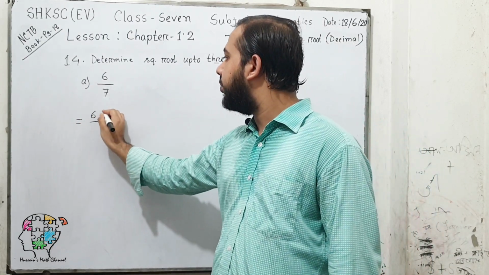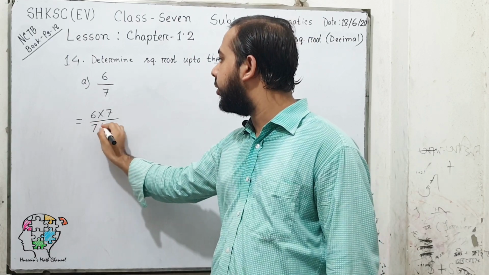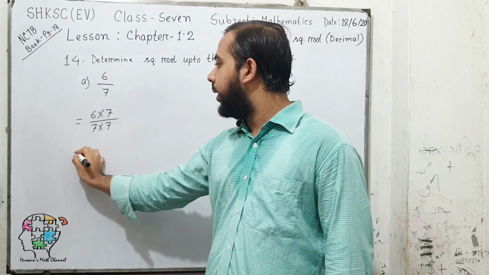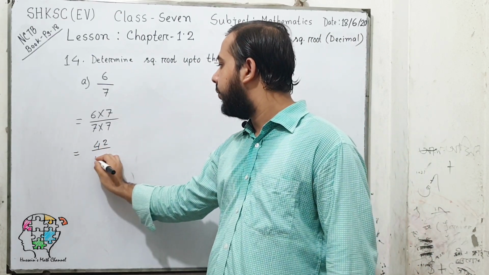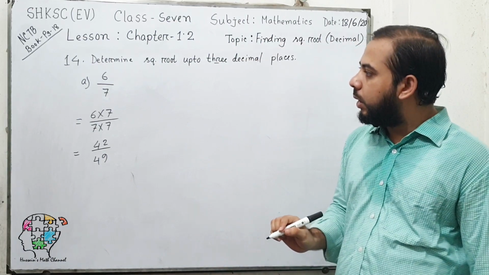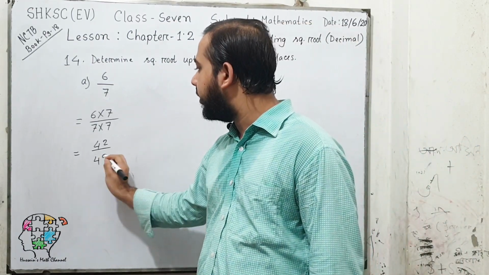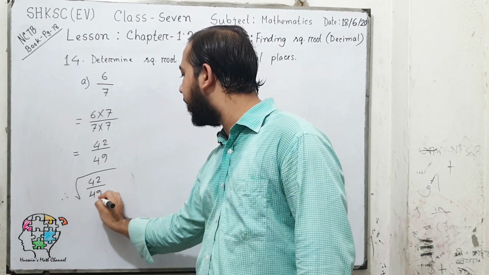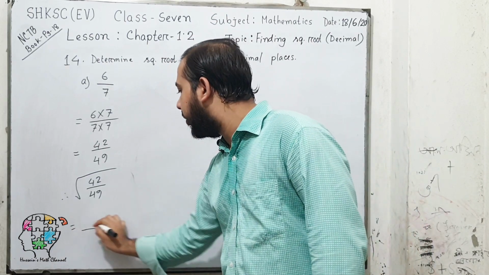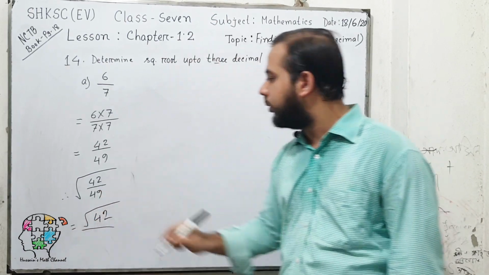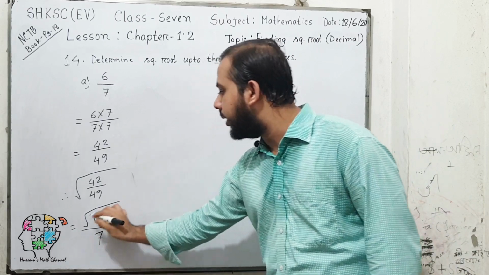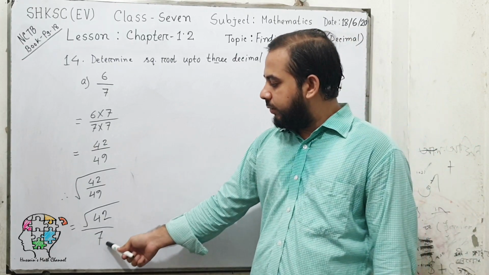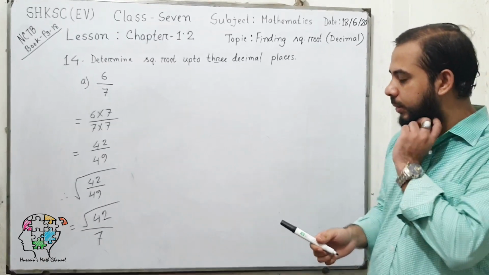So if we multiply numerator and denominator by 7, because the denominator is 7, if we multiply by 7 both sides, then we get 42 and 49. So now if we find the square root of 42 and 49, it will become like square root of 42, and square root of 49 will be 7. So now we just have to find the square root of 42 here, and then we will divide the answer by 7.